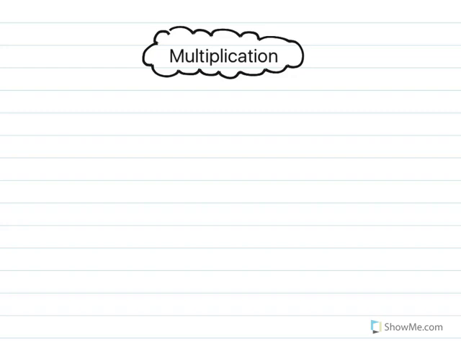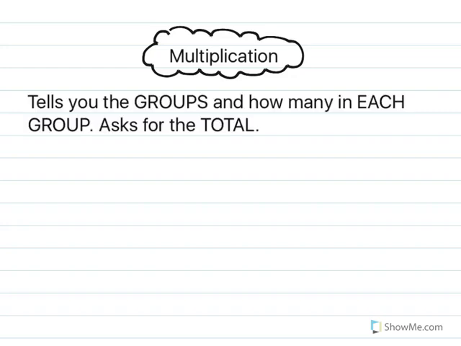So put your title at the top of that first section. A multiplication problem tells you the groups. It'll tell you how many groups. It can tell you that there are a certain number of rows, or a certain number of baskets, or a certain number of classrooms, and then it'll tell you how many are in each group. It'll tell you there's 8 in each row, or 6 in each basket, or 12 in each classroom. And it'll ask you for the total. It'll ask you how many of those objects or those people or whatever it is there are in all.